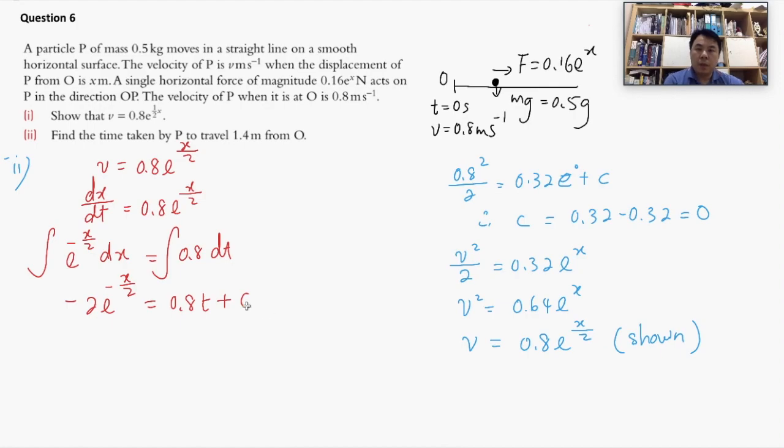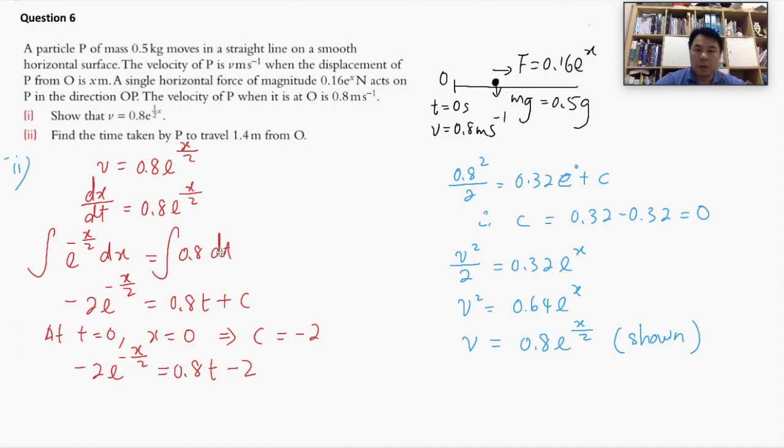Okay, and then at t equal to 0, x is equal to 0. So therefore this implies that c is equal to negative 2. So therefore these equations become negative 2e^(-x/2) equal to 0.8t minus 2. So we need to find the time taken by P to travel 1.4 meters from O.